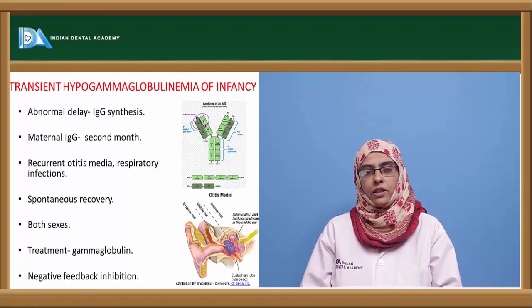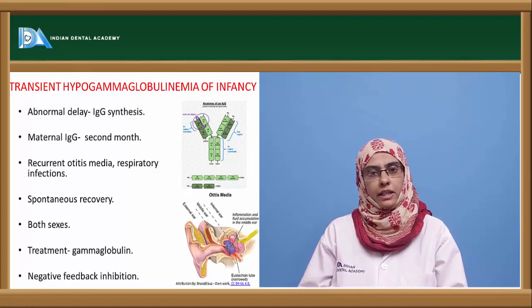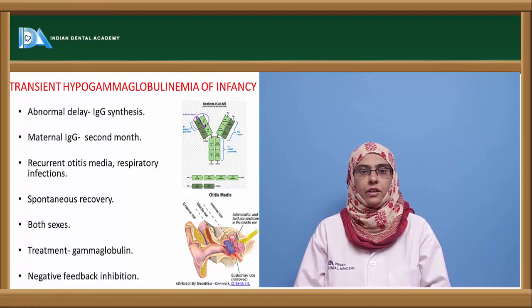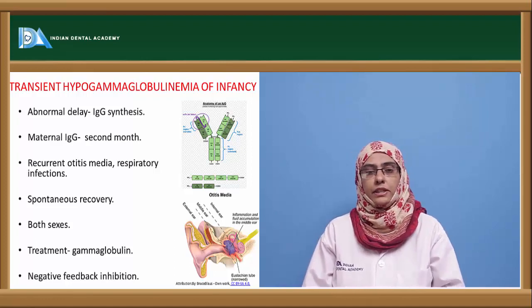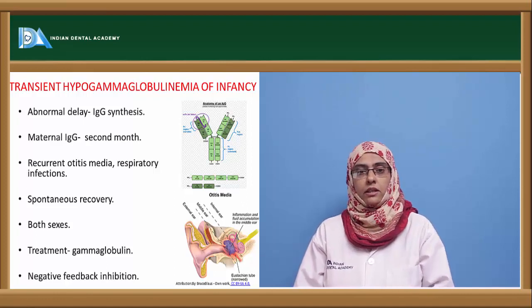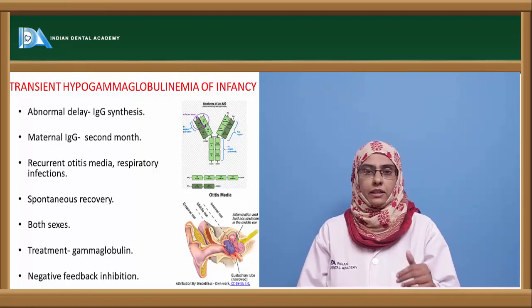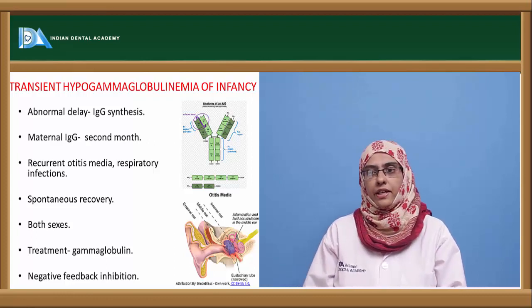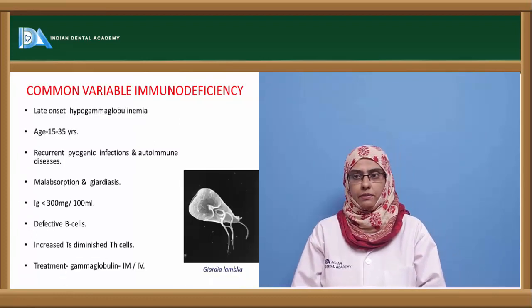Next, it does not involve only males or females, it can be seen in both sexes, and for treatment you can go with gamma globulin, but it is usually less prescribed because due to this injection there is a possibility that the development of the humoral immune response will not take place in the infants due to negative feedback inhibition.